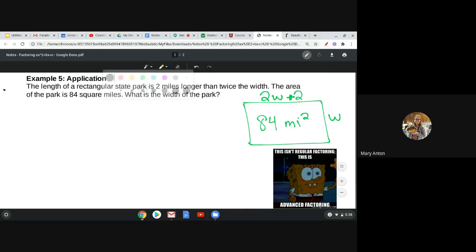Alrighty. Let's go ahead and try to solve for w. We're just looking for what is the width of the park.